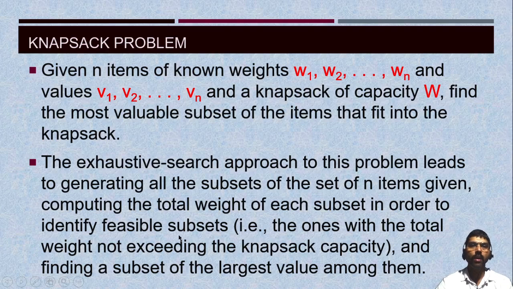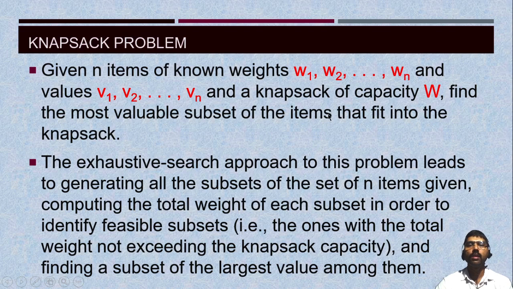Next, one more example for exhaustive search is called the knapsack problem. In the knapsack problem, we are given n items, and the weights of each item are W1, W2, W3, up to Wn. And the value or the price of each item are V1, V2, V3, up to Vn. Now, the knapsack capacity is given as capital W. Now we have to find the most valuable subset of items that fit into the knapsack.